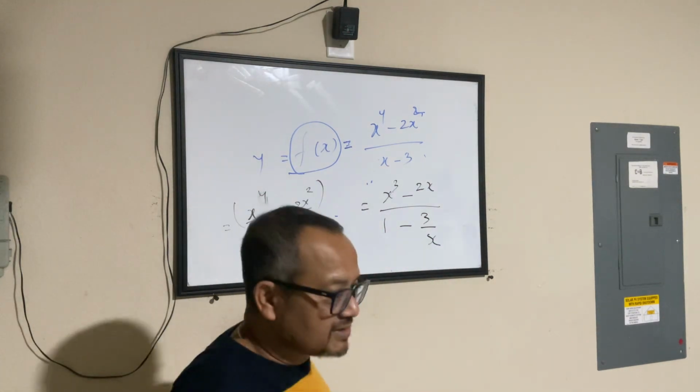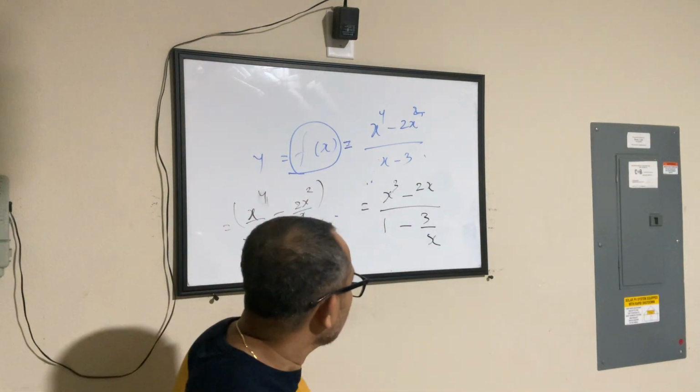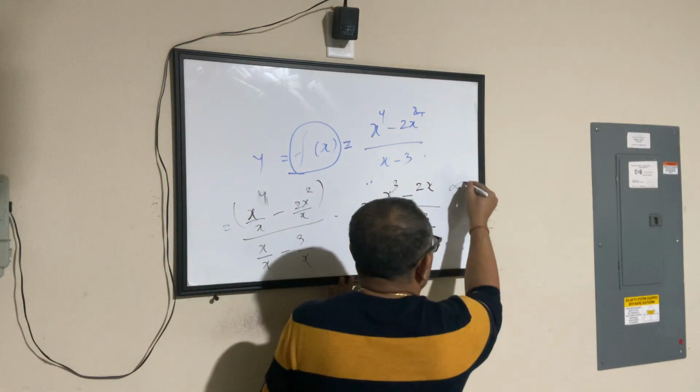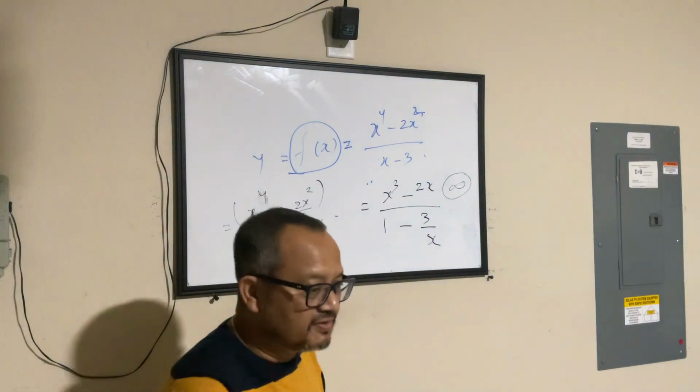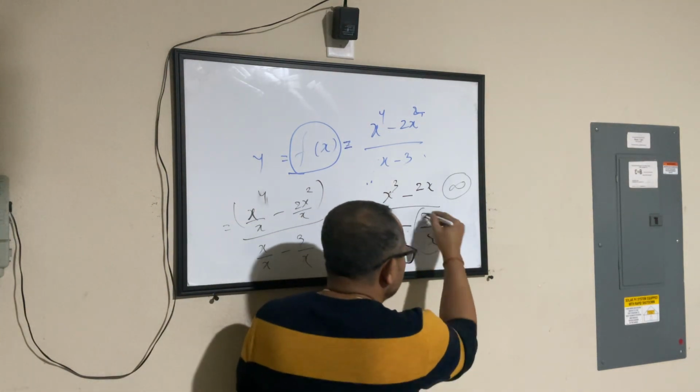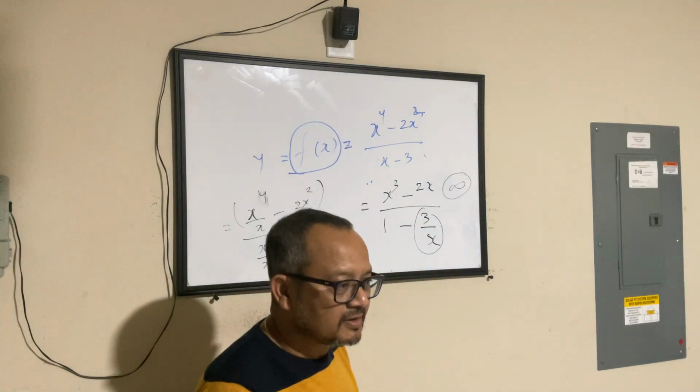Now you look at this. When the value of x is, let's say, positive infinity, or a very high value, this part will become 0. Agree?